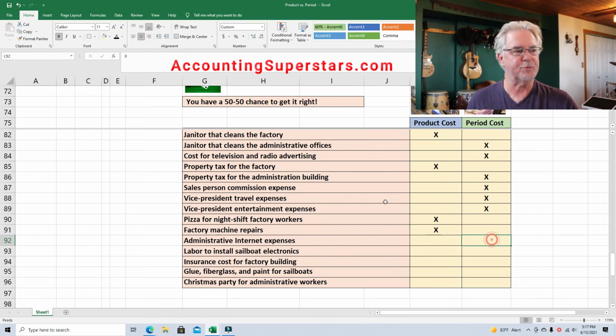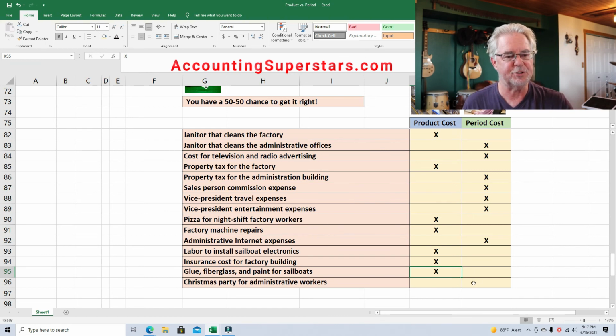Administrative internet expenses, well, that has to do with the administration. It doesn't have to do with the factory directly. Labor to install sailboat electronics. There you go, in the factory. Insurance cost for the factory building. That would be a product cost. Glue, fiberglass, and paint for the sailboats. That is happening all in the factory.